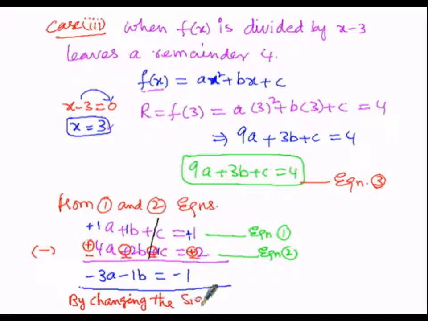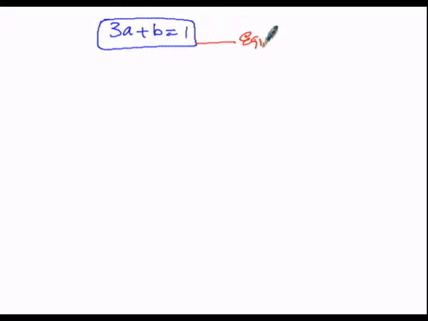So, by changing the signs of all terms on both sides, minus 3a becomes plus 3a and minus 1b becomes plus 1b, equals minus 1 becomes plus 1. Therefore, the next logical step is 3a plus b equals 1. So, 3a plus b equals 1 is equation number 4, which we got from equations 1 and 2.